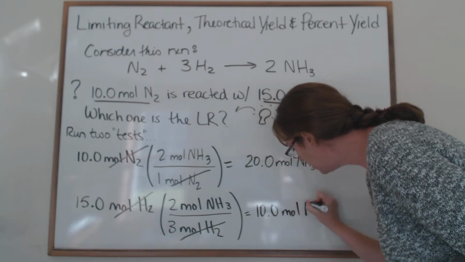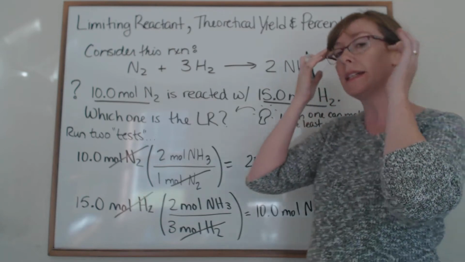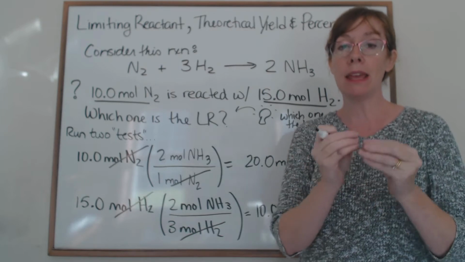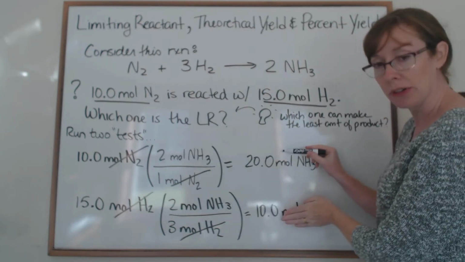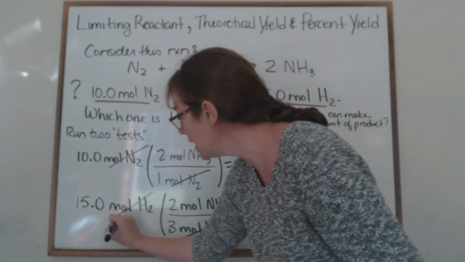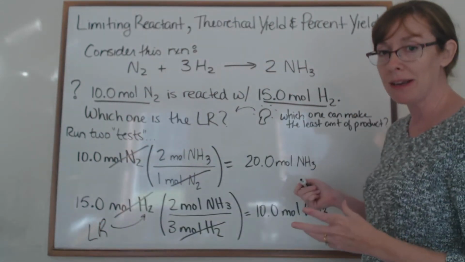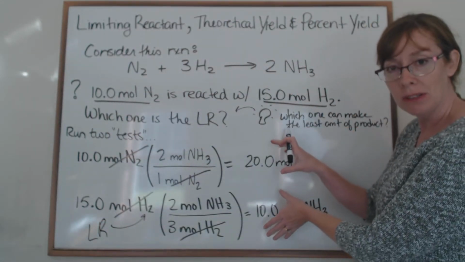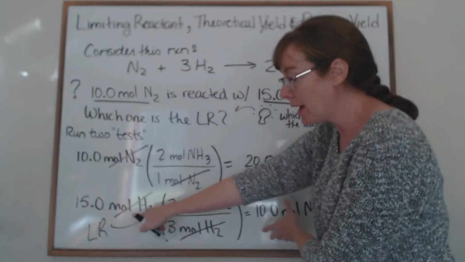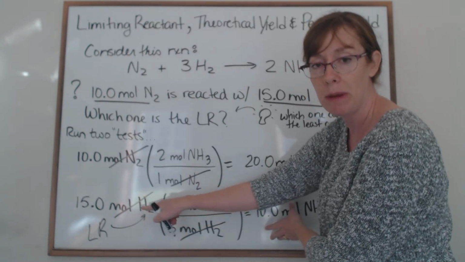So once you run these 2 tests, you can identify which one is the limiting reactant. The limiting reactant will be whichever one can make less. So you look at the 2 numbers and you look for the smaller number. This is the smaller number, which means this is the limiting reactant. And I literally do that every time I solve it. Once I figure out the numbers, I pick whichever one is the smaller number because that means he made less. And I go ahead and I label that guy the limiting reactant. He's the reactant that can make the least amount of product.